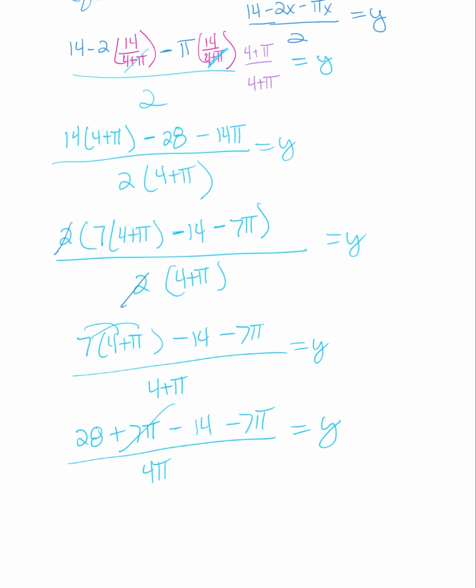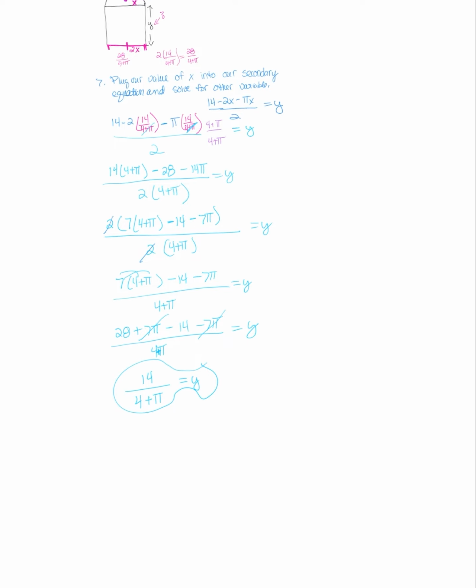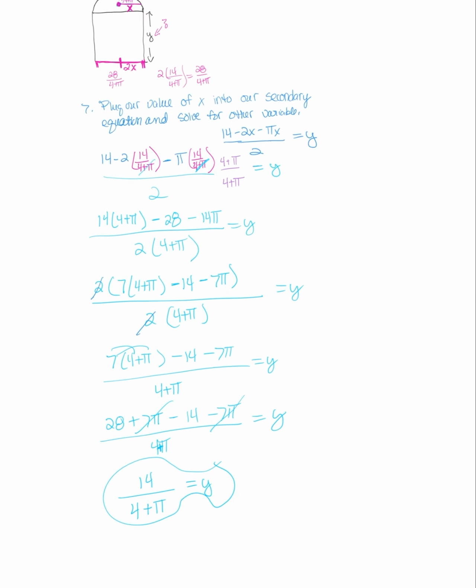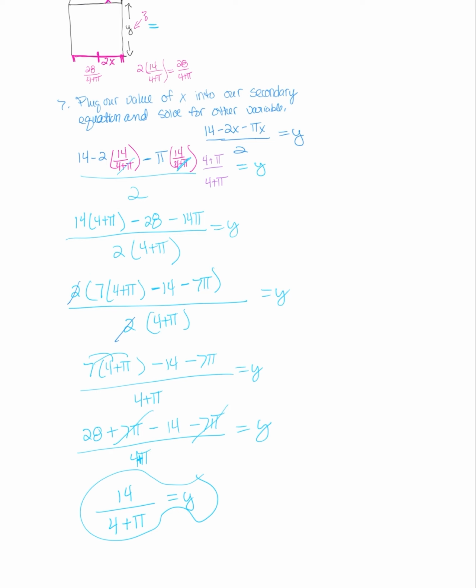Well, we see here, these 2 go away because it's a plus 7 pi and a minus 7 pi. 28 minus 14 is 14. I don't know why I put this together. It's supposed to be 4 plus pi. And then we have a denominator of 4 plus pi equals y. And you could put that in your calculator, but I'm not going to. Or leave it as exact as possible. So our y then is 14 divided by 4 plus pi.